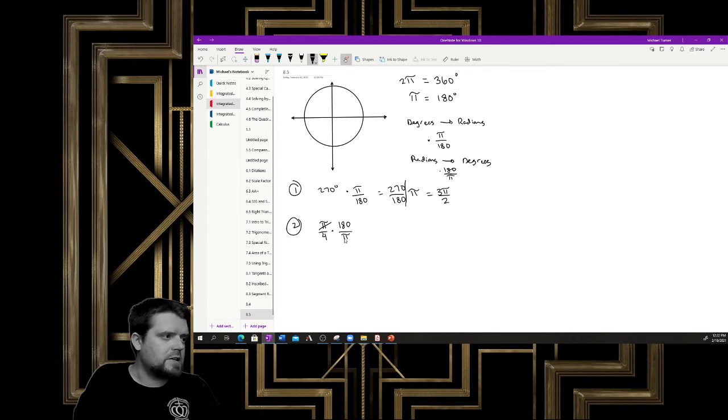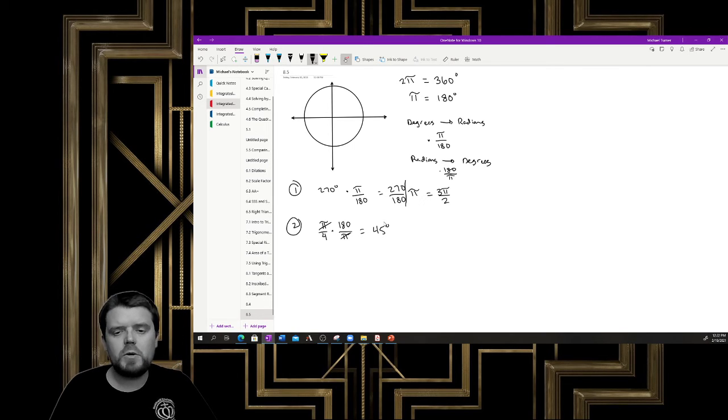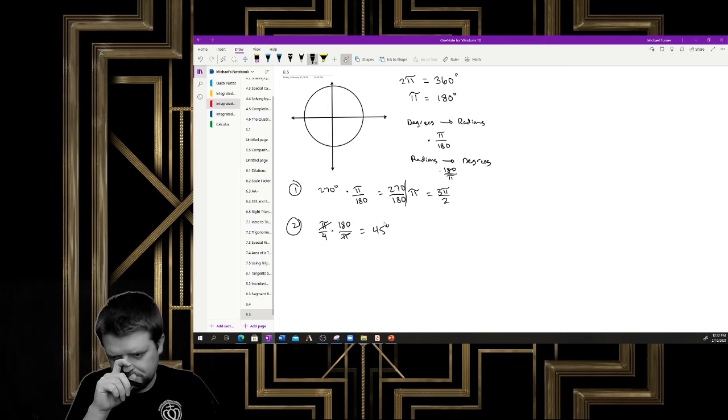In this case, the pi's will cancel out, and 180 divided by 4 gives me 45 degrees. We'll be doing more practice with these in class, but just for now, that's how you convert degrees to radians, radians to degrees. That's something you need to be familiar with.